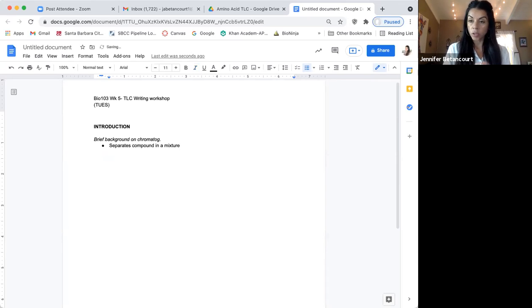Remember, for chats, I'm not interested in copying and pasting. I'm interested in very readable short phrases that I can scan. So it looks like most people say something about separating compounds in a mixture. That applies to all chromatography, all of them. Great. I think that's awesome. So that's only one statement.